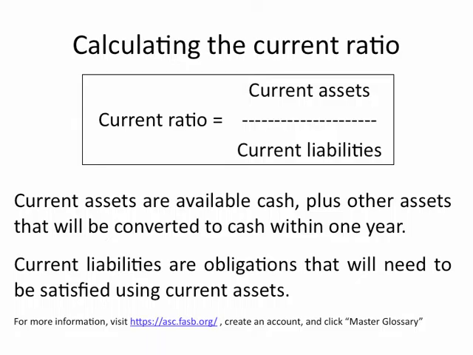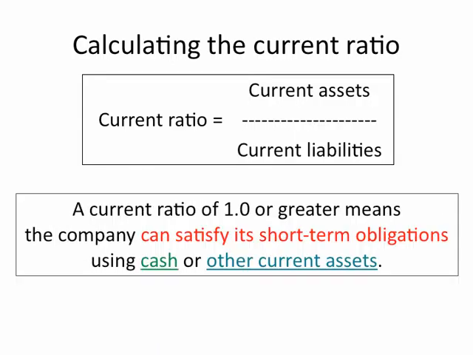So clearly we'd like to have more current assets than we have current liabilities, more funds available to cover the things that we need to satisfy. When that happens, the current assets are going to be greater than the current liabilities. The numerator of this fraction is larger than the denominator, and so that would give us a ratio that is 1.0 or greater than 1.0 if the assets are greater than the liabilities. And that's good. We want the current ratio to be 1.0 or greater.